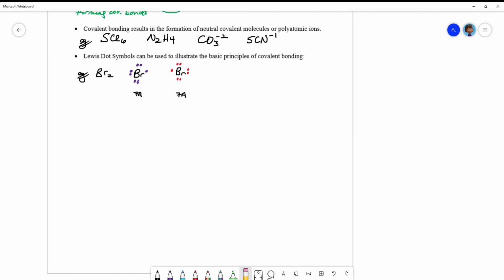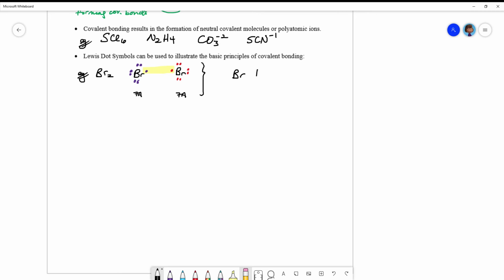So what's an atom to do? Well, if you can't give and take, there's only one other option for our atoms, and that is to share. Turns out since both these bromine atoms have an unpaired electron, they can share their unpaired electrons. Now, if they share their unpaired electrons, what do we end up with? Well, we end up with a molecule of bromine.